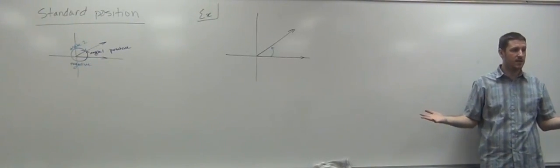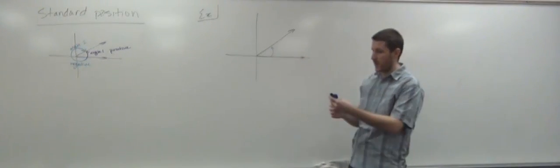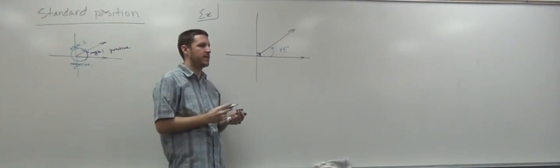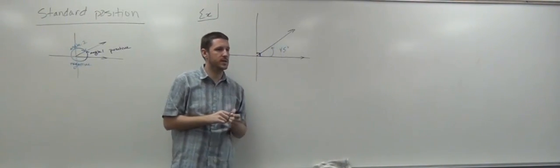45 degrees. Right, this is 45 degrees. How do you know that? Because I took a 90-degree angle, right, between the positive x-axis and the positive y-axis is a right angle, a 90-degree angle, and I cut it directly in half. So that has to be 45 degrees.